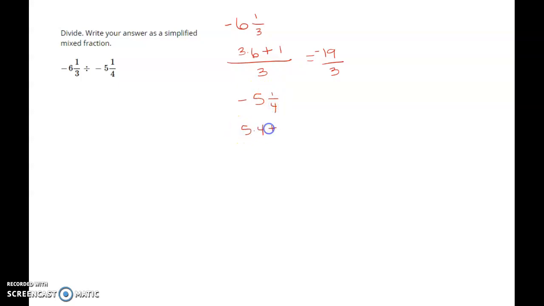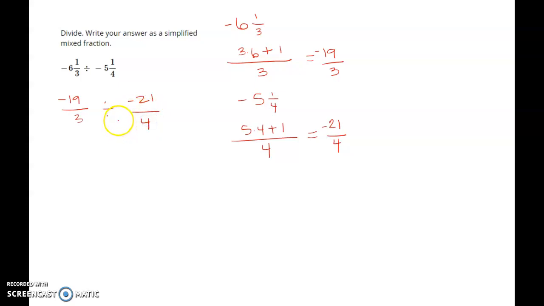5 times 4 plus 1, all over 4. So 5 times 4 is 20, plus 1 is 21/4. Still want that to be negative. So let's put that back over here. We have negative 19/3 divided by negative 21/4.